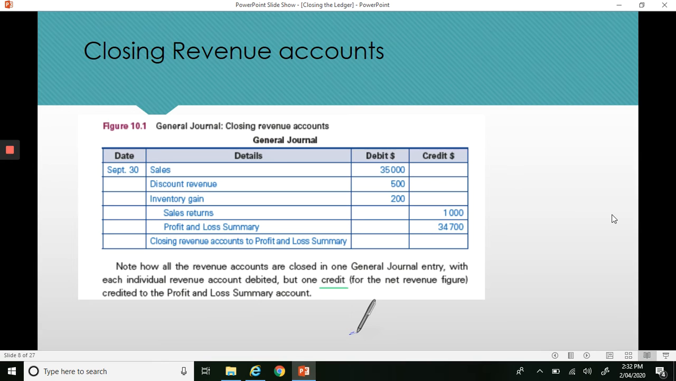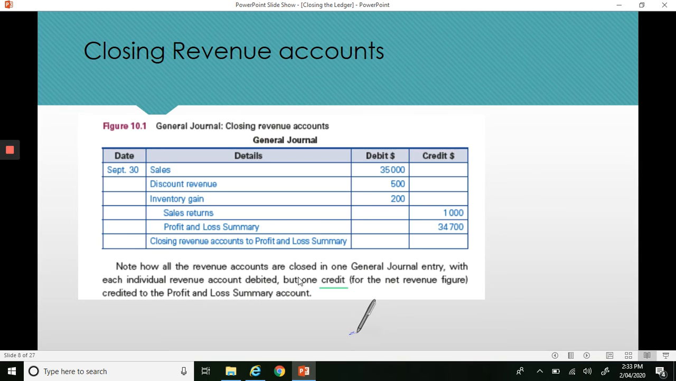So here's the example from the book. Typically you'll have a few revenue accounts: sales revenue, discount revenue, inventory gain. They are debited because there'll be credits in their individual accounts. Notice also sales returns is a negative revenue, and it'll have a debit in its account. So to close it, you will credit it. And then the net amount, $34,700, is what will go to the profit and loss summary account.